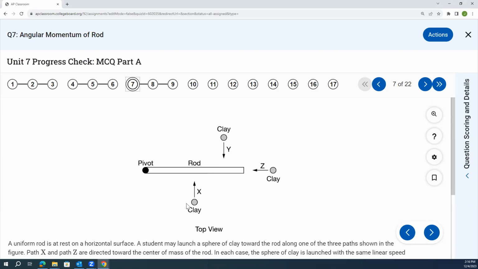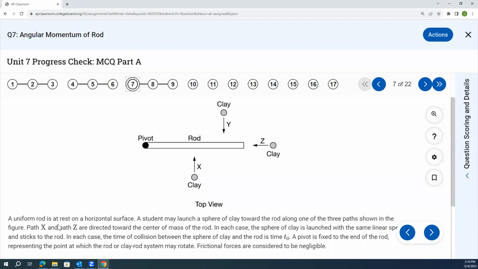Look at this. From the picture, you can probably figure out everything that's going on. Let's confirm this with this paragraph. Uniform rod at rest on a horizontal surface. Okay, horizontal, so don't even worry about gravity. That's into and out of the page. You don't have to worry about that.